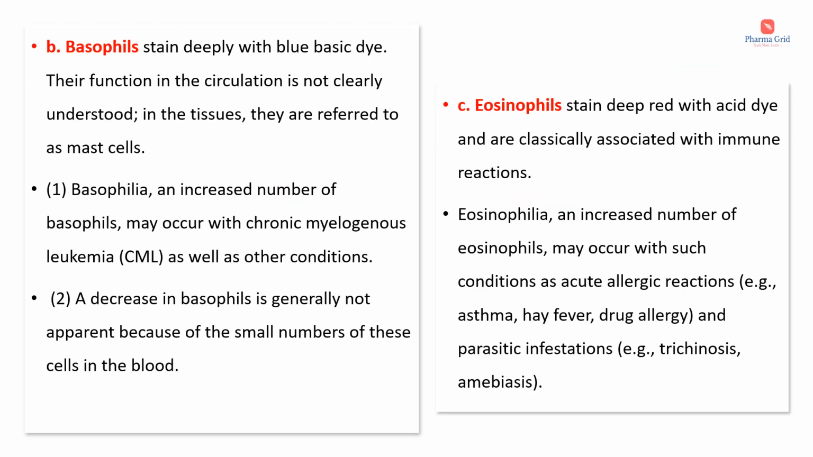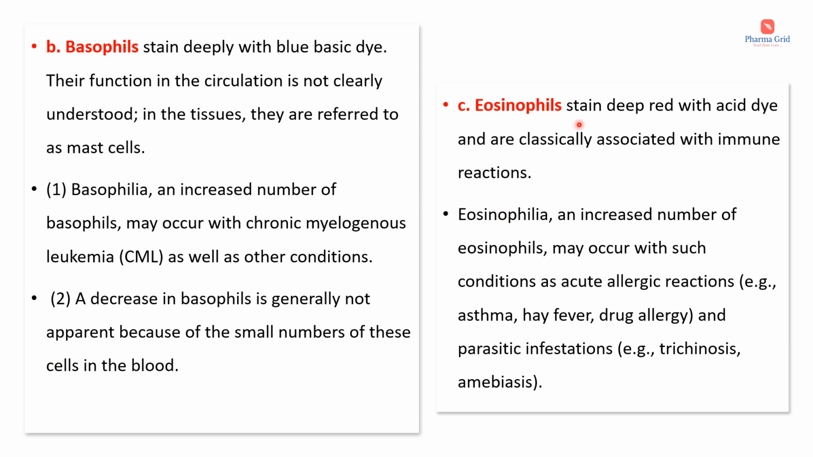Moving on to the next type of white blood cells, that is basophils. These basophils stain deeply with blue basic dye. Their function in the circulation is not clearly understood. In the tissues, they are referred to as mast cells. Basophilia, an increased number of basophils, may occur with chronic myelogenous leukemia as well as other conditions. A decrease in basophils is generally not apparent because of the small numbers of these cells in the blood.